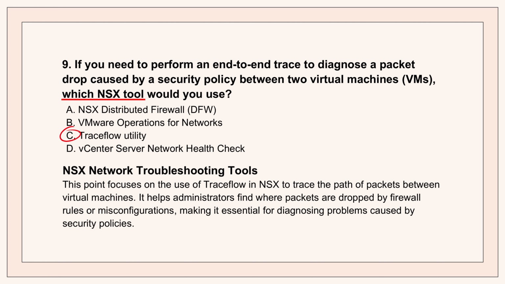Yes. It turns that vague, hey, why can't VM A talk to VM B kind of problem into a very precise, okay, distributed firewall rule number 203 is blocking TCP port 443 between these two VMs diagnosis. It's incredibly powerful for pinpointing those policy issues. That sounds like the ultimate surgical strike tool for NSX troubleshooting.